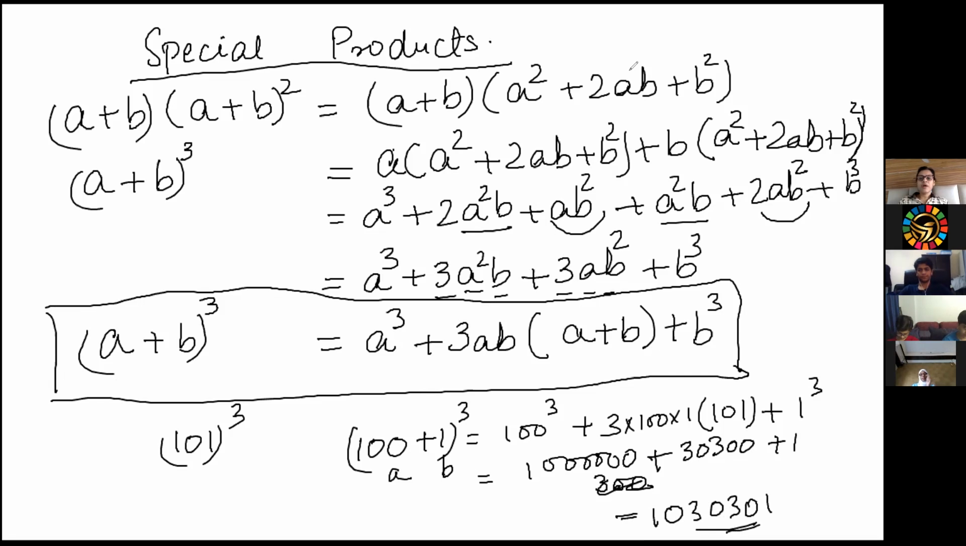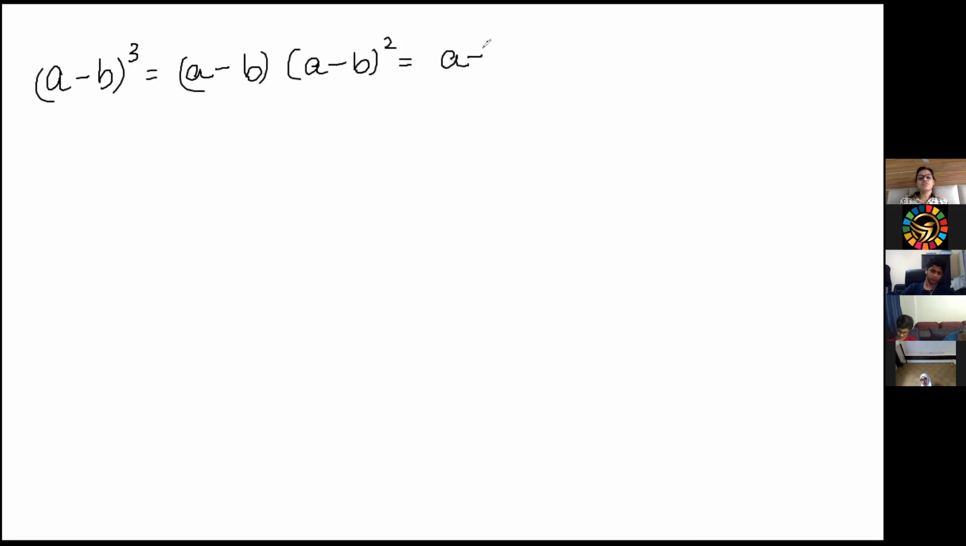Okay, now coming to the next special product, which is (a - b) whole cube. Now you calculate what is (a - b) whole cube. You have to calculate it again using (a - b) into (a - b) whole square. This is cube, right? So now you will write down what is (a - b) whole square, which is a square minus 2ab plus b square. Now you multiply and give me the answer. What answer are you getting?